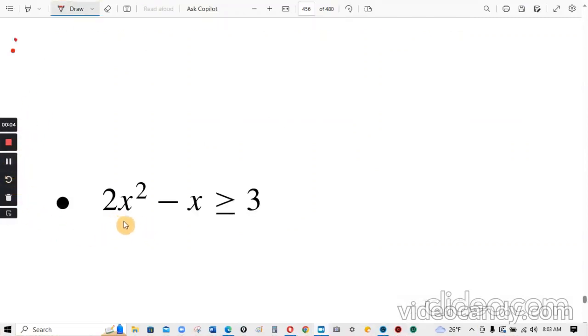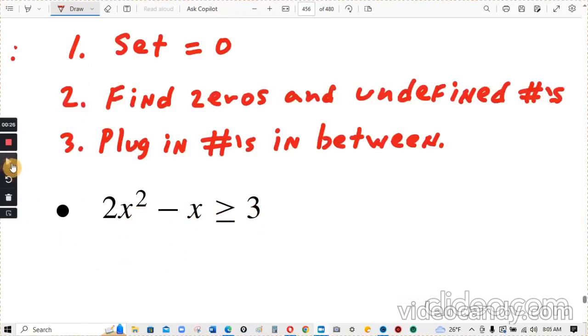All right, so let's look at some nonlinear inequalities. Nonlinear means that there's exponents other than just 1 on the variable, and inequality has a greater than, less than symbol. If you remember, there's basically 3 main steps to solving inequalities like this. You want to set it equal to 0 or get 0 on one side of the equation. Then you want to find the zeros and the undefined numbers and plug in the numbers in between.